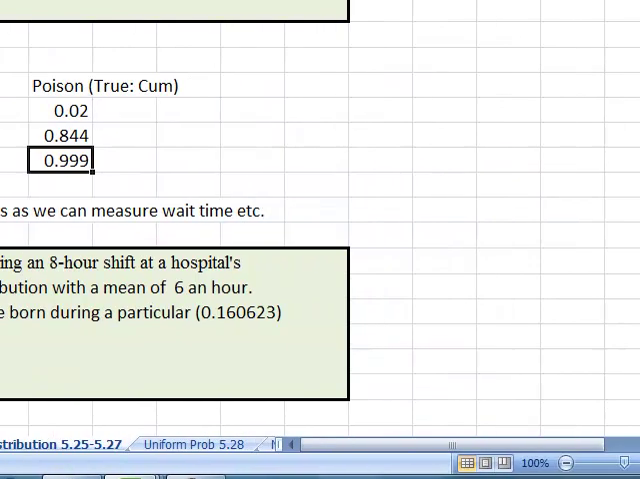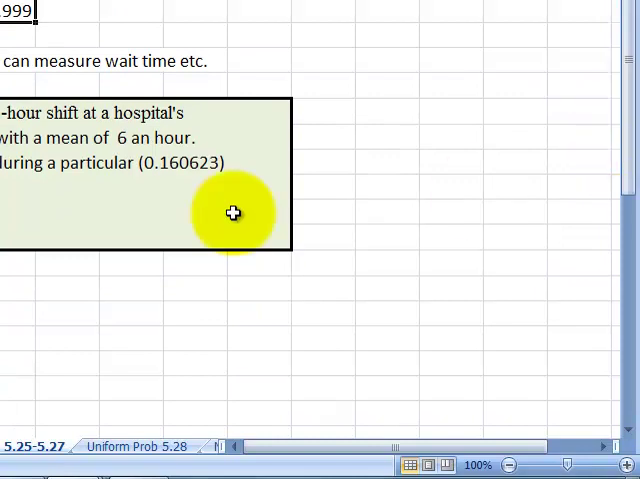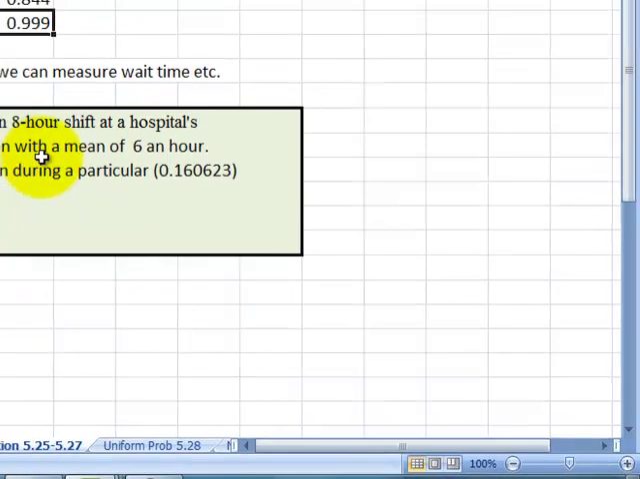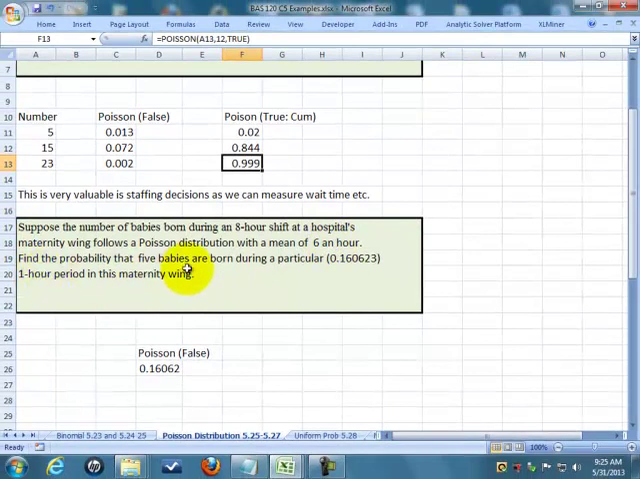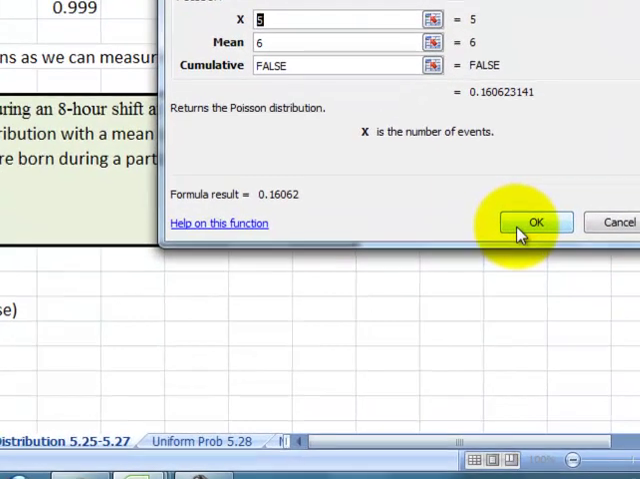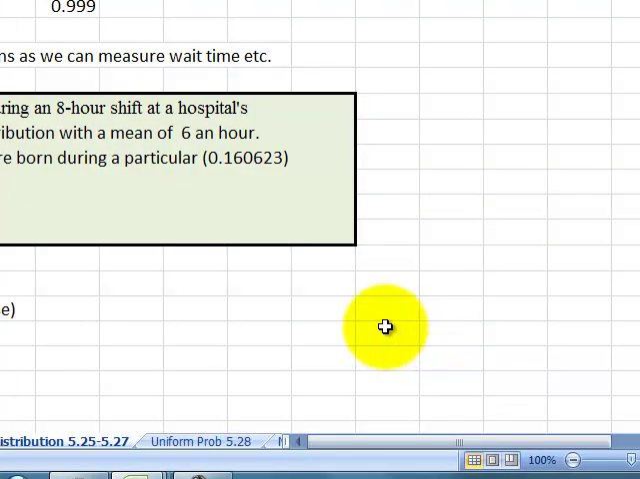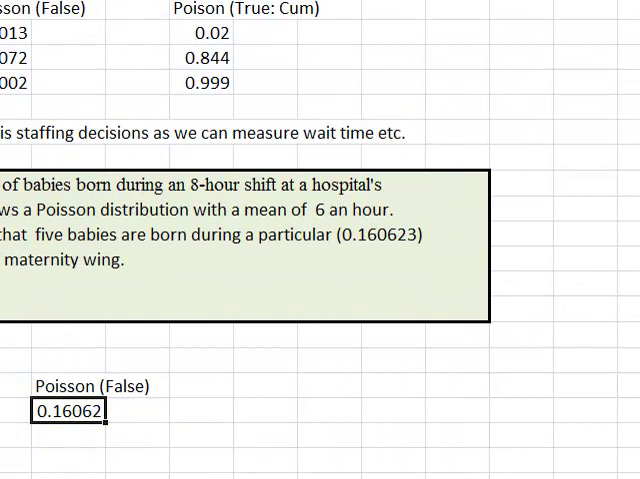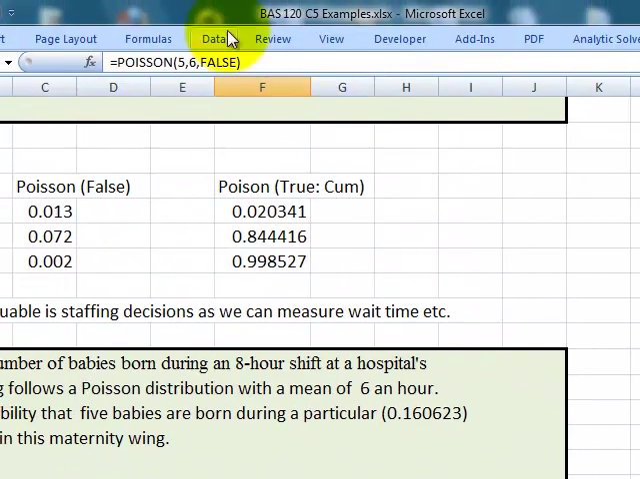But you could do the same thing. Suppose the babies born during an 8-hour shift at a hospital follows a Poisson distribution with a mean of 6. Find the probability that 5 babies are born during the 1-hour period. Very simply, told us 5 or fewer. Mean is 6. We said false because they asked us exactly 5. Probability of exactly 5 is 16%. If we wanted to know 5 or fewer, we would just simply take this and say true instead of false. So I could copy it, paste, and just say true.